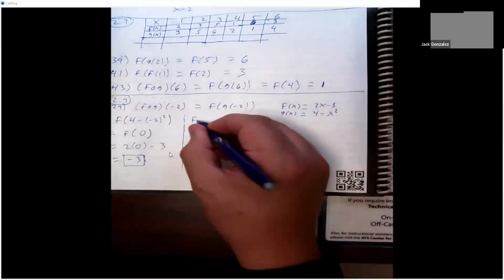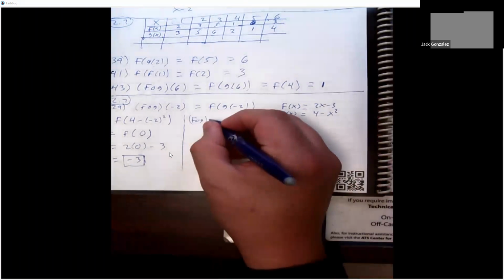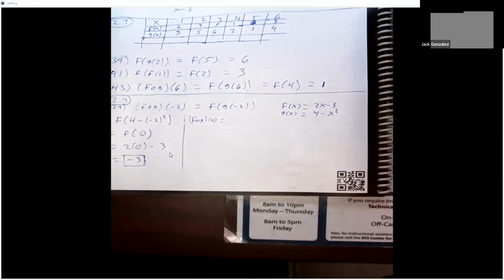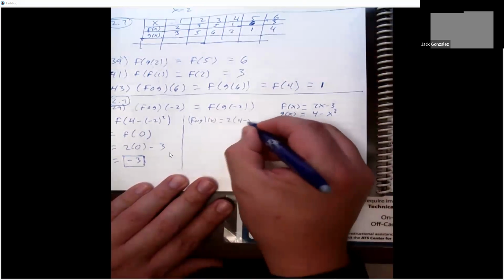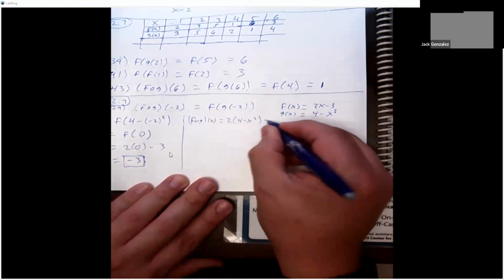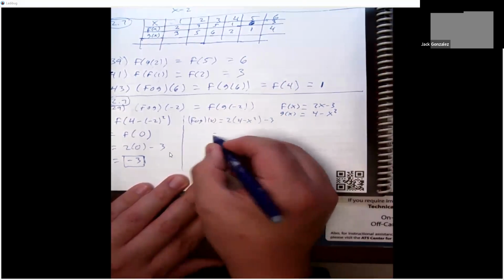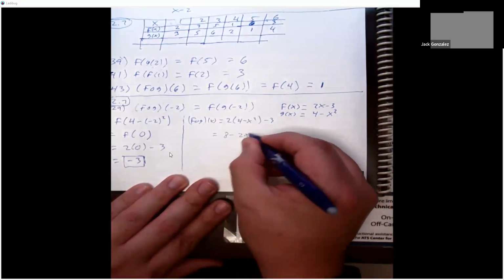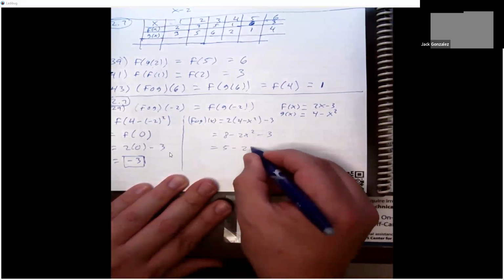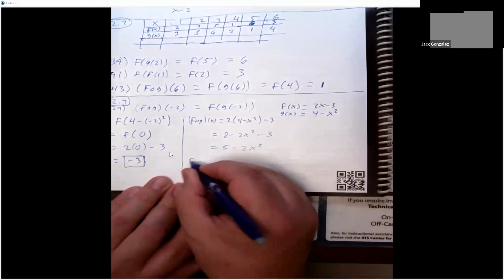If you were to find it, you would get 2 times 4 minus x squared minus 3, right? This goes in there, so that'll give us 8 minus 2x squared minus 3, which is 5 minus 2x squared. So then you could do this.